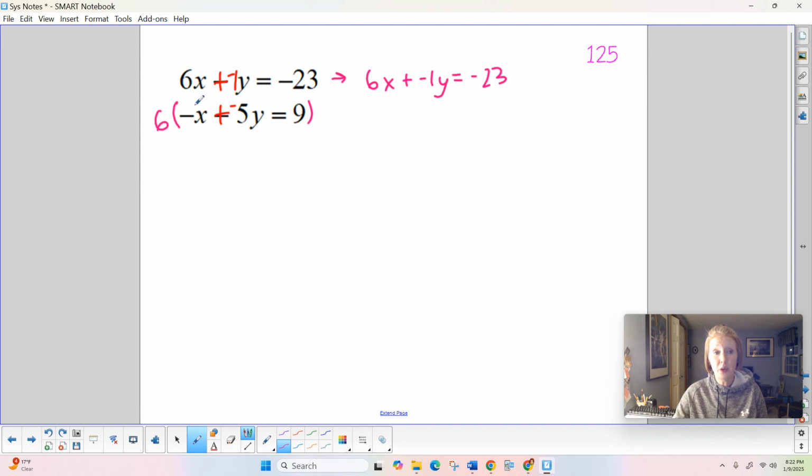And now when I go through here, remember, this is like having a negative 1x here. So 6 times negative 1x is negative 6x, and I'm going to have plus negative 30y, and 6 times 9 is 54. Now, there's my match with my x, so they are opposite matches. That means I'm going to go through and add everything now. When I add those, they go to 0. When I add these, this actually gives me a negative 31y.